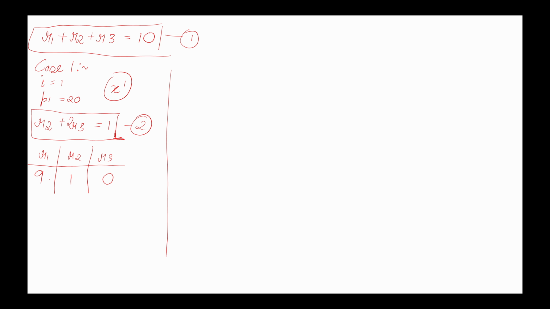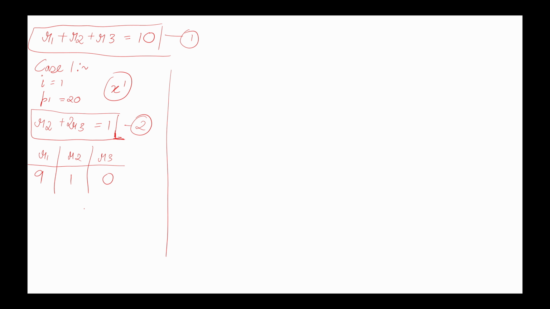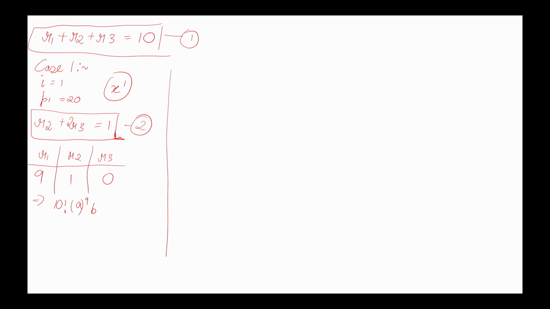So if this is the only case, what is my p1? p1 is equal to 20, and if I put in the values of r1, r2, r3 that I got, what am I going to be left with? This would become 10 factorial, a to the power 9, b to the power 1, c to the power 0 is just 1, upon 9 factorial and 1 factorial, and 0 factorial is of course just 1. This is equal to 20. Now I can simply cancel 9 factorial against 10 factorial, and I would be left with 10, and 10 would cancel this out twice. So I would be left with a to the power 9 b is equal to 2.